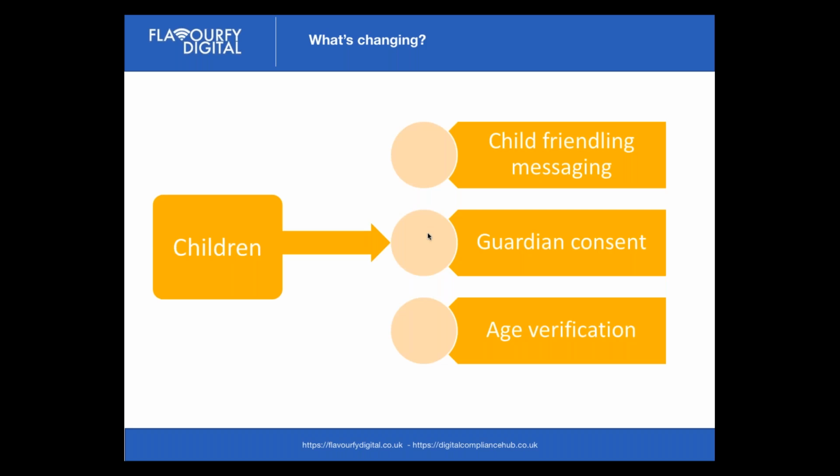Now, if you run what's called an information society service, which is essentially a service running online, and it's likely to be accessed by children or is aimed at children, then there's a new set of rules on the face of the law relating to the collection of consent for processing of data relating to children.